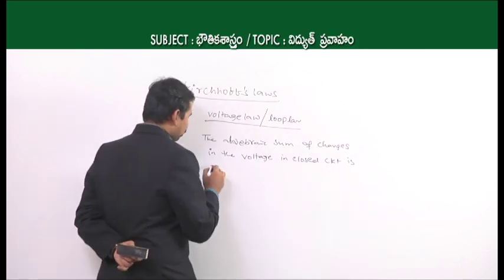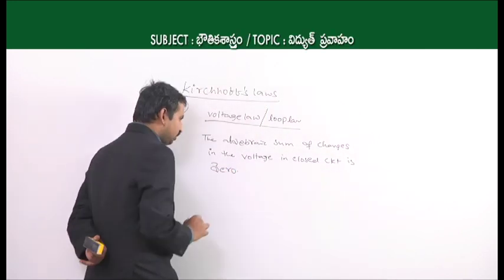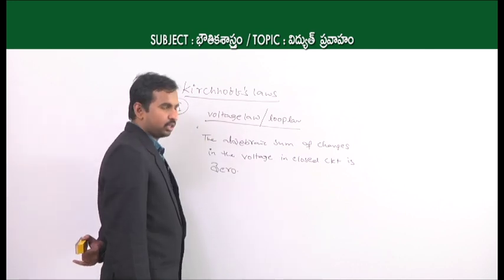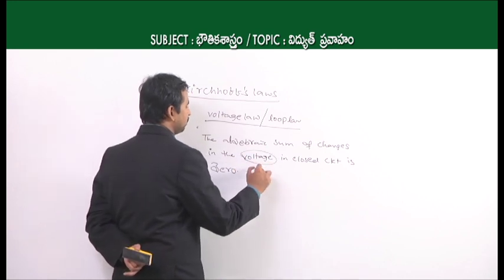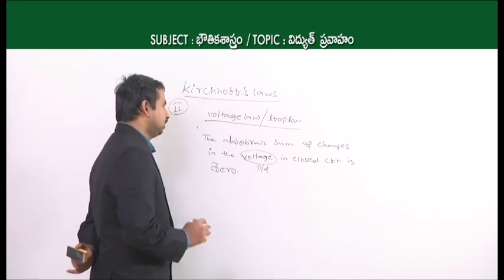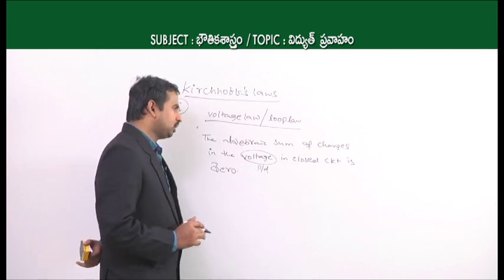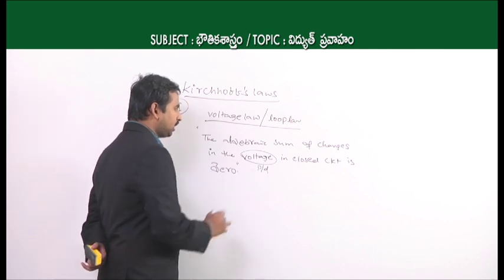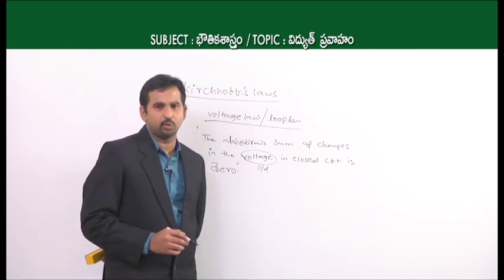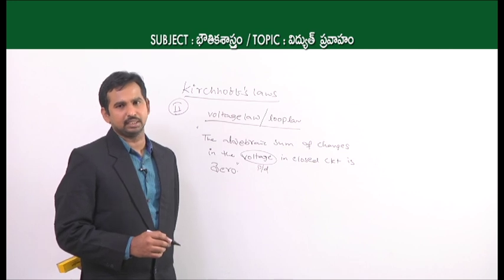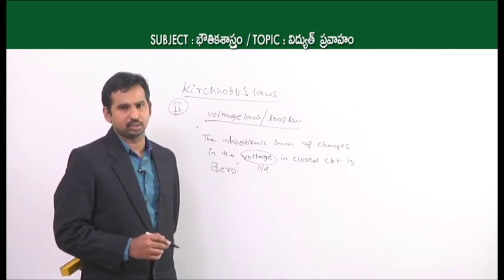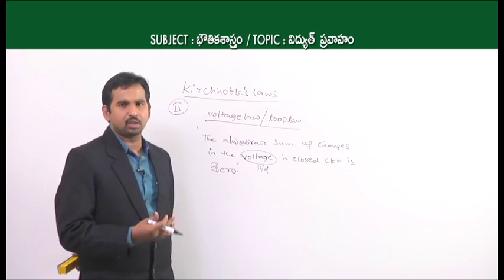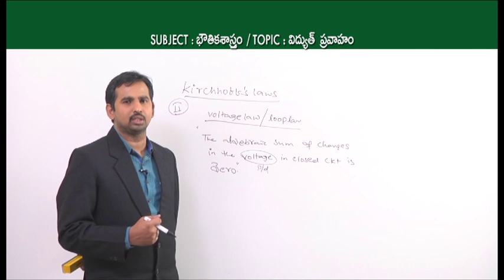is 0. See that again: the algebraic sum of the changes in the voltage, or the potential difference, in a closed circuit is 0. Here we know that the potential difference or voltage is nothing but the work done on a unit charge. The change in the work done means the changes of energies, because work done is equal to the energy.